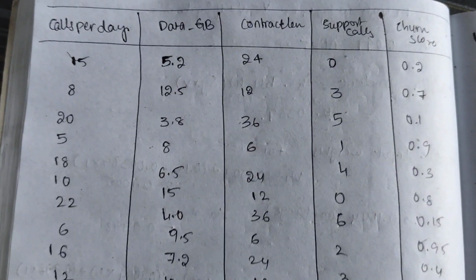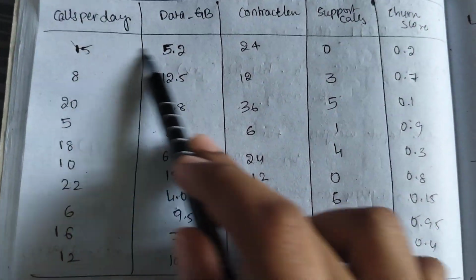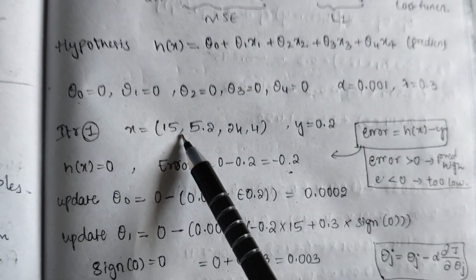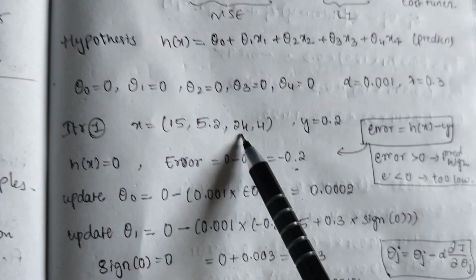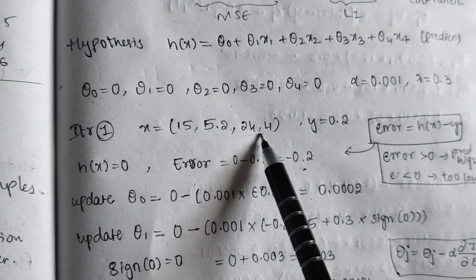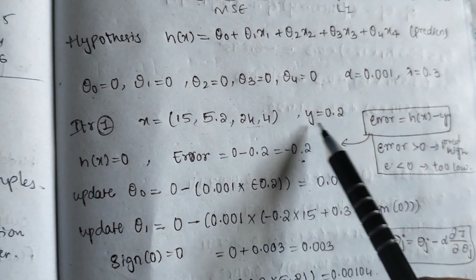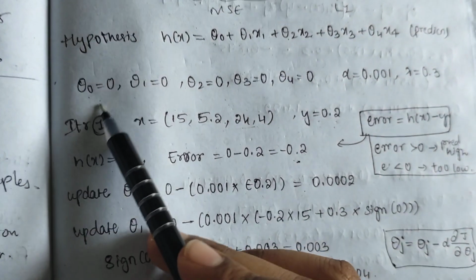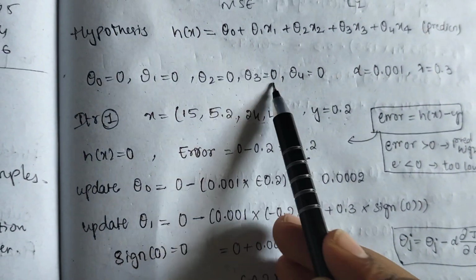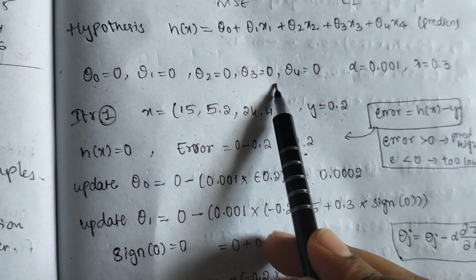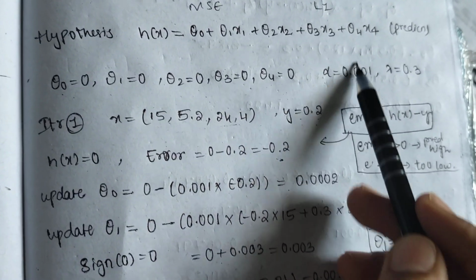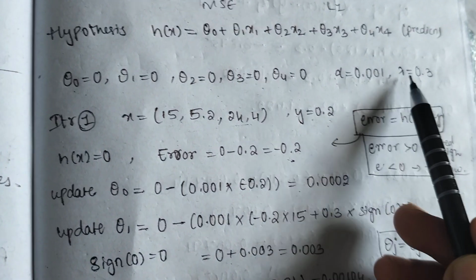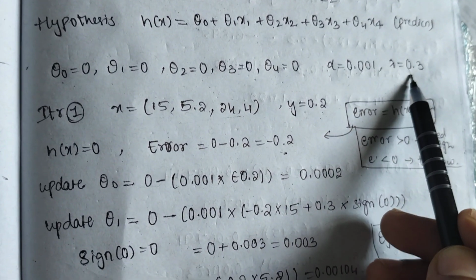So this is our data set. Let's go with row number 1: 15, 5.2, 24, 4. This is our row number 1. Let's go with iteration number 1. The target value, the churn score, is given as 0.2. We'll assume theta naught, theta 1, theta 2, theta 3 and theta 4 to be 0 initially. Alpha, the learning rate, is assumed to be 0.001, and lambda is taken as 0.3.